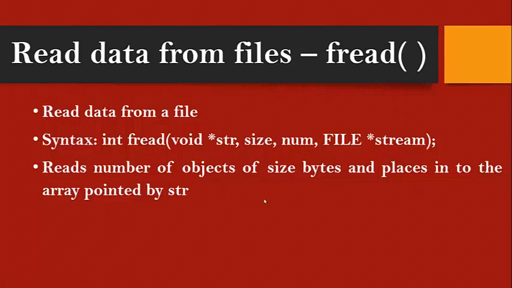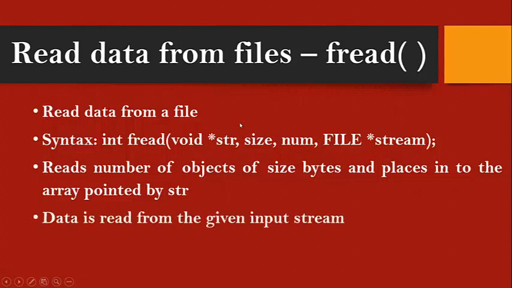Okay, so it is going to read the number of objects of size bytes, and then it is going to place it into the array pointed to by the string. Basically, what we are going to do is, from the file stream, specify the number of objects, and every object will be specified with a size. So this function fread will read the number of objects of size bytes that has been specified from the stream, and then it is going to point the data to the string.